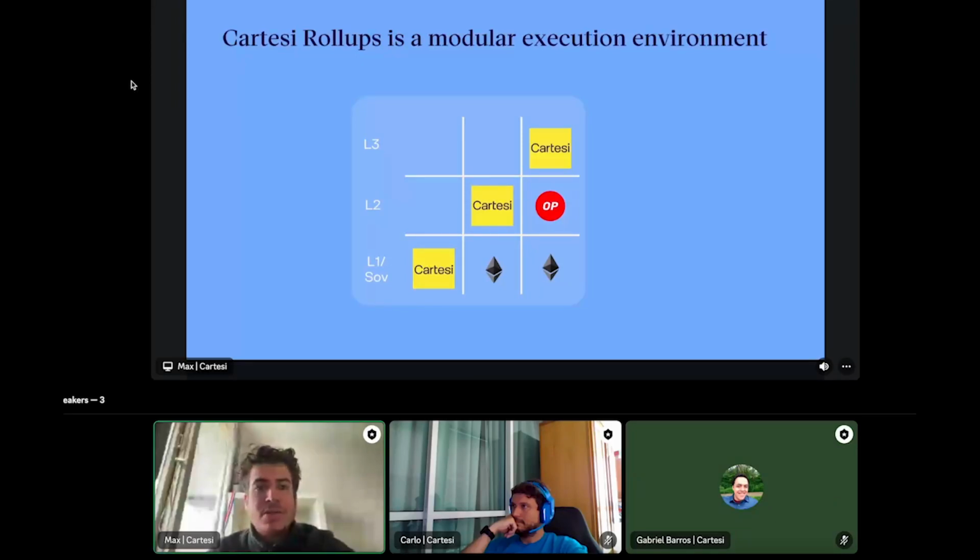Think of Cartesi Rollups as this modular execution environment, which you can deploy on top of Optimism as a layer 3, on top of Ethereum as a layer 2, and the world is kind of yours. We want to basically scale Ethereum, so we would recommend using Ethereum and Optimism, but the choice is yours. You can deploy Cartesi on top of other EVM chains essentially.